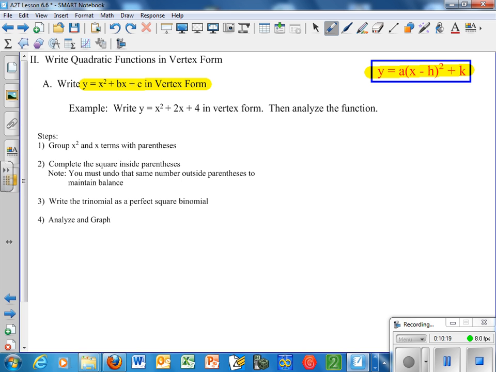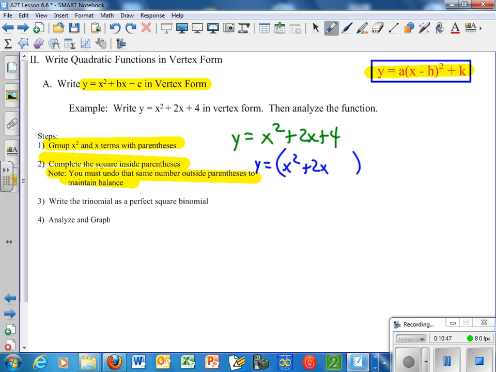So here's some steps that you need to write down. Stop if you need to write these down. I'll talk about them here, or pause the video. Group the x squared and the x terms with parentheses. So let's do that first. So here's what I have. y equals x squared plus 2x plus 4. So what you want to do is group the x squared and the 2x there, and I want to do plus 4 out there. Now I left a space in there for a reason, because we're going to complete the square.